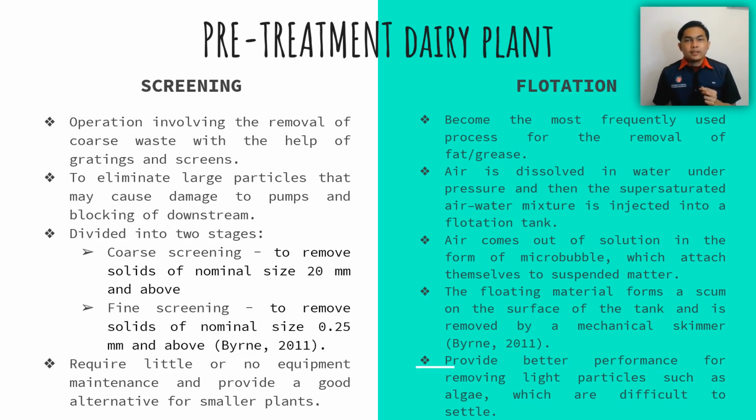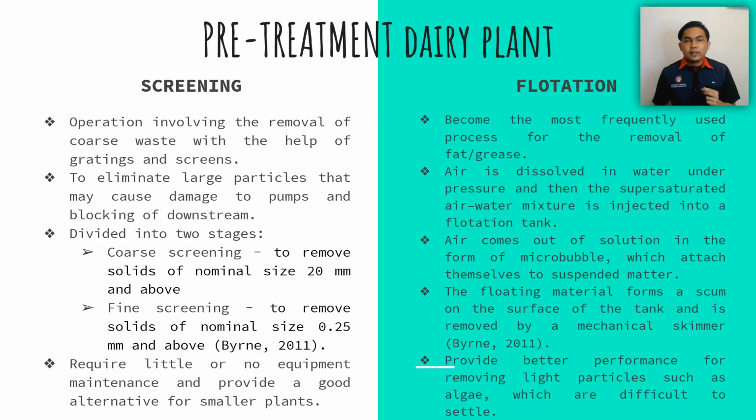Usually, the screening process is divided into two stages, which are coarse screening and fine screening. Coarse screening is to remove solids of nominal size 20 mm and above. Fine screening is to remove solids of nominal size 0.25 mm and above.